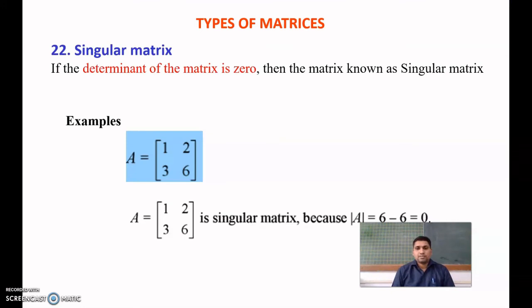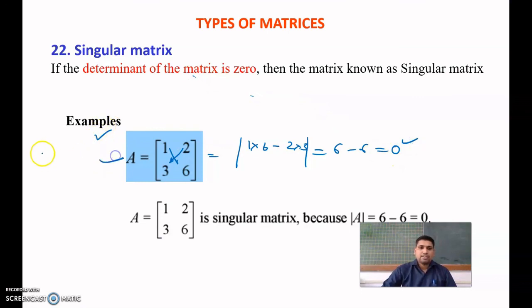Now singular matrix. When we find the determinant of any matrix and the answer is 0, that means our given matrix is a singular matrix. So students, this is one example. This is our matrix A. To find the determinant, what will we do here? Cross multiplication of the matrix: 1 into 6 minus 2 into 3. So 6 minus 6, the answer is 0. So if the determinant of the matrix is 0, that means this given matrix is a singular matrix.